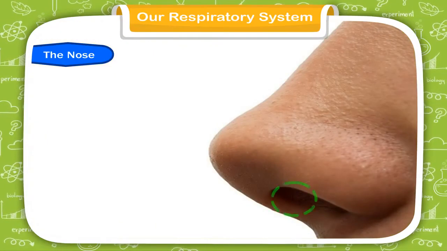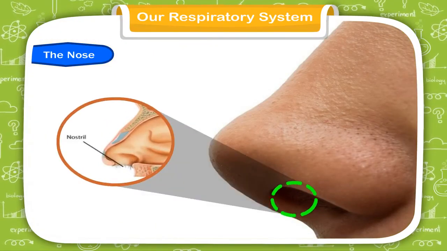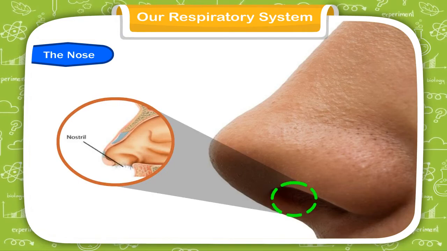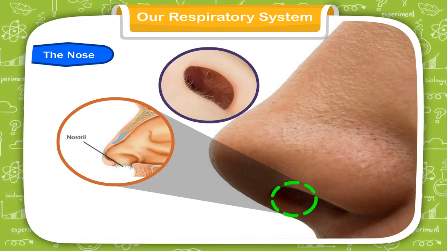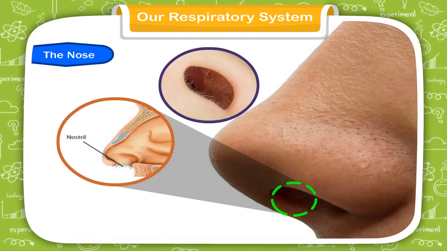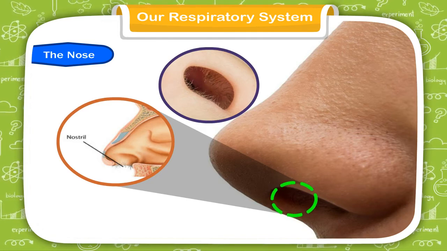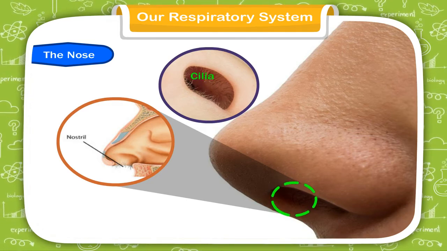Now, children, let us understand the function of the nose. The nostrils act as the air intake, bringing air into the nose where it is warmed and humidified. Tiny hairs called cilia present in the nostrils filter out dust and other particles that enter the nose through the breathed air. Now, children, I hope you understood the function of the nose.